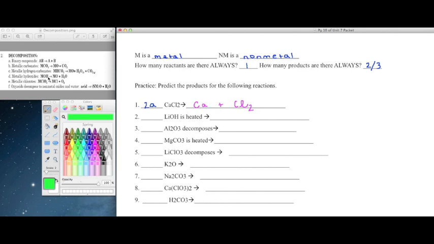So I have a metal hydroxide, and what that gives me is a metal oxide plus water. So one of my products I know is going to be water. So I'm going to just write out water. Now, the order in which I write my products really doesn't matter. So I'm going to write water first, and then I have a metal oxide.